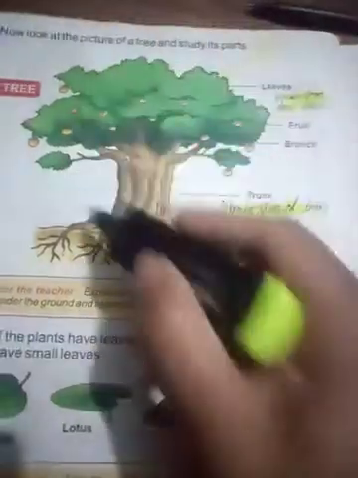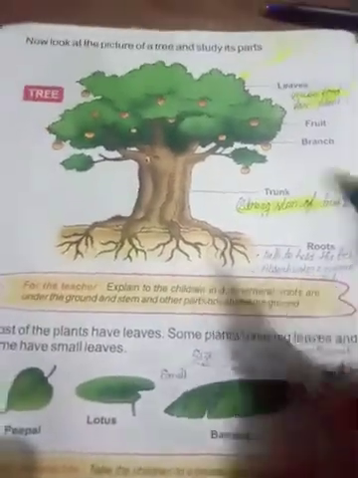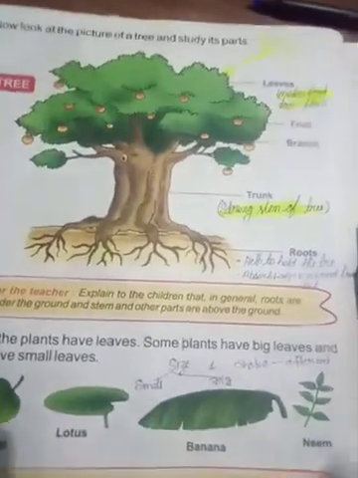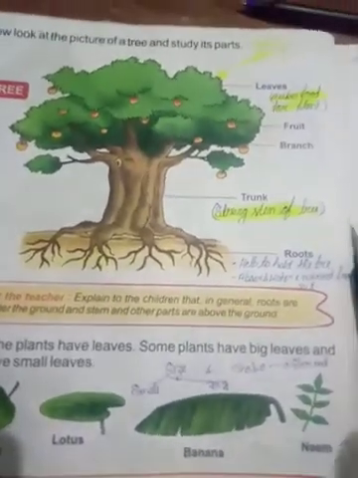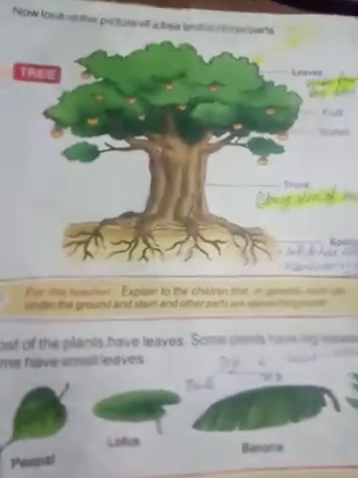So we have seen the different functions of different parts of the trees. You can just count: leaves, fruit, branches, trunk, roots. These are the parts of a tree.